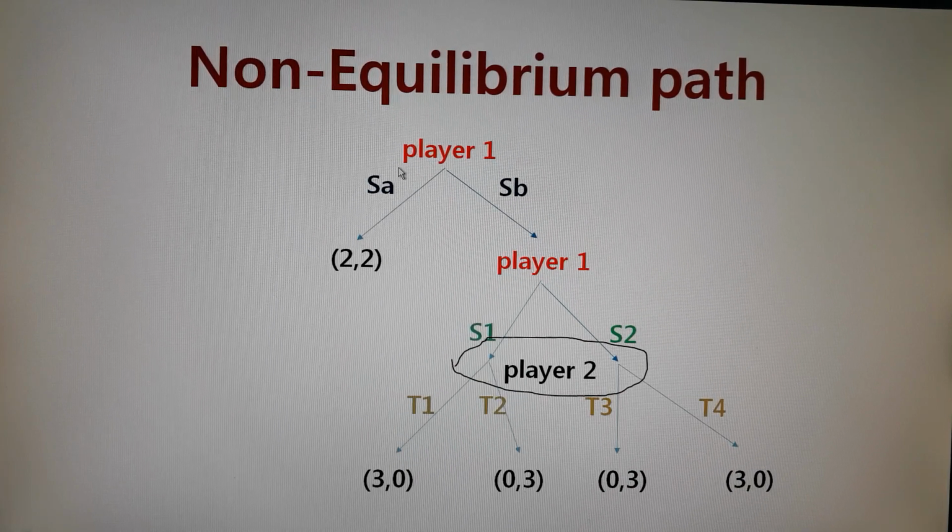So what would happen? Player 1, if he chooses SB, would play a game where the expected payoff would be 1.5. Or he stops immediately by choosing SA, getting 2. 2 is better than 1.5, so player 1 stops. That's what we expect to happen in this game. Make sense? Hopefully so.